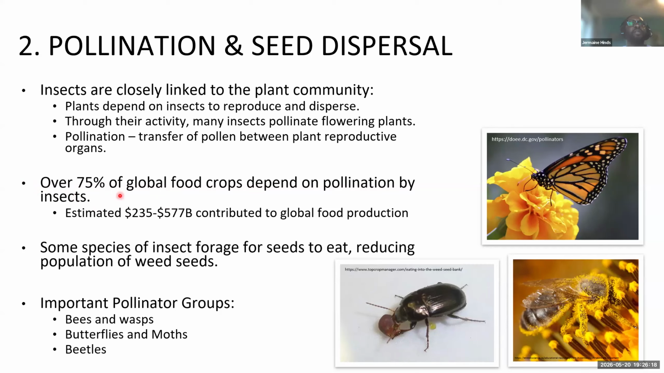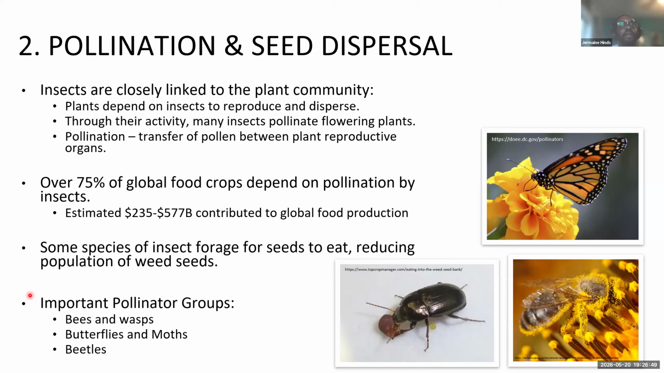This is an old number from 2005, but the estimated value is 235 to 577 billion dollars contributing to global food production. So insect decline can have a significant impact on the global food supply. Some species of insects forage for seeds to eat, reducing the populations of weeds. So they're helping disperse seeds or manage the population of weeds.